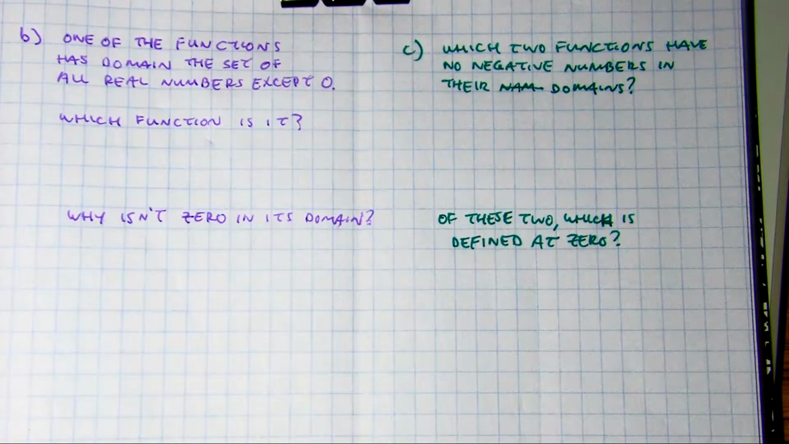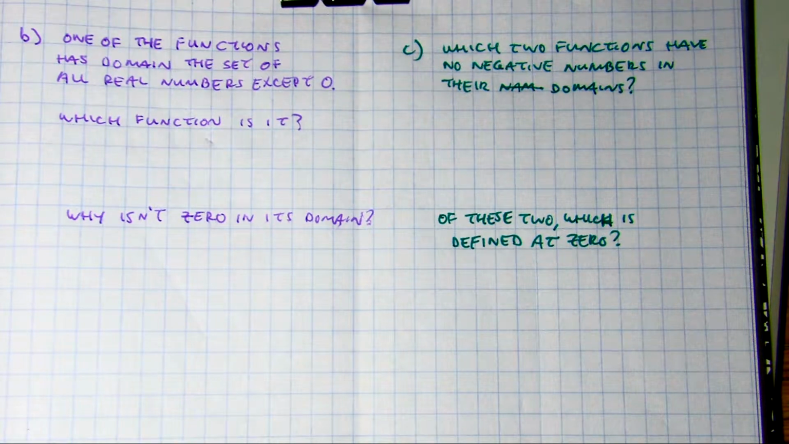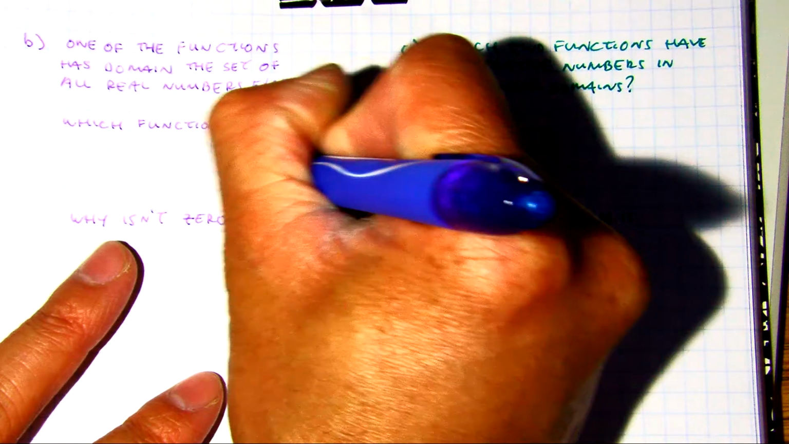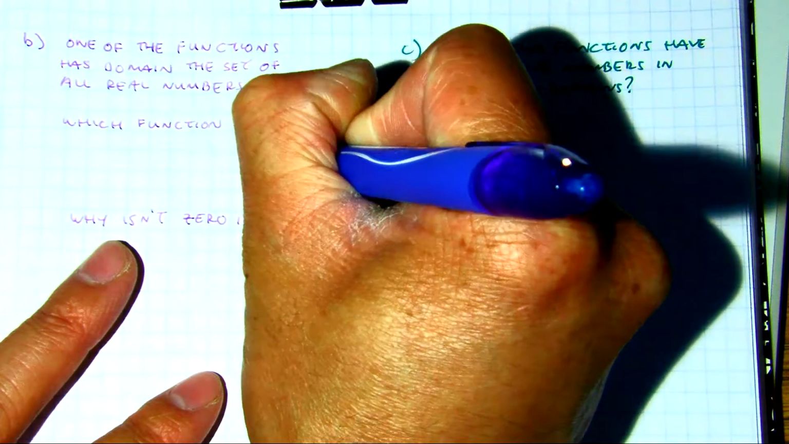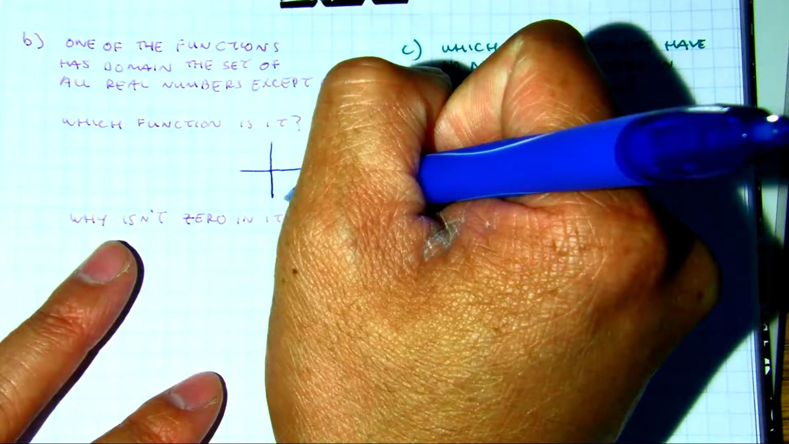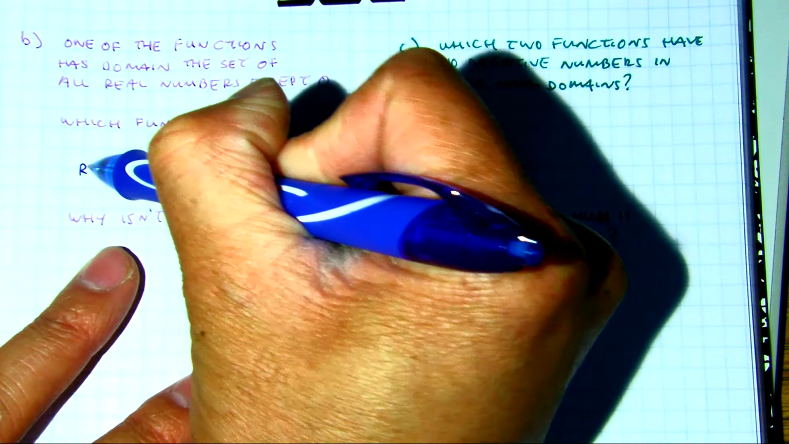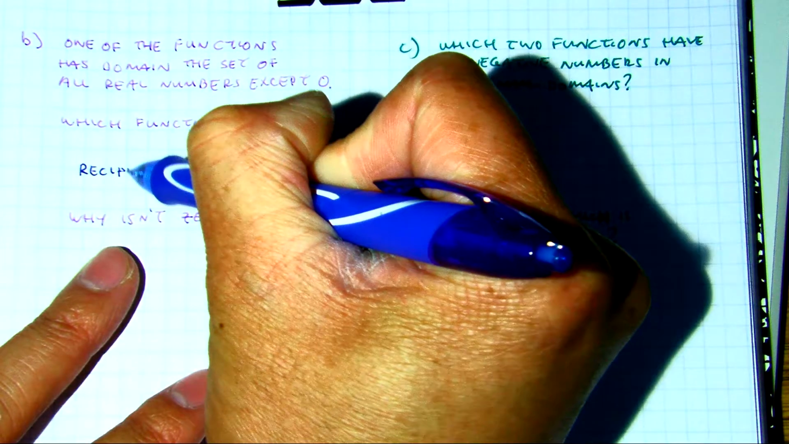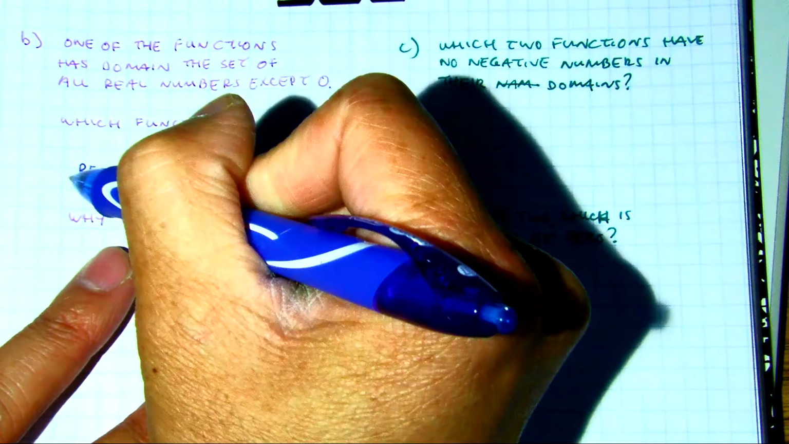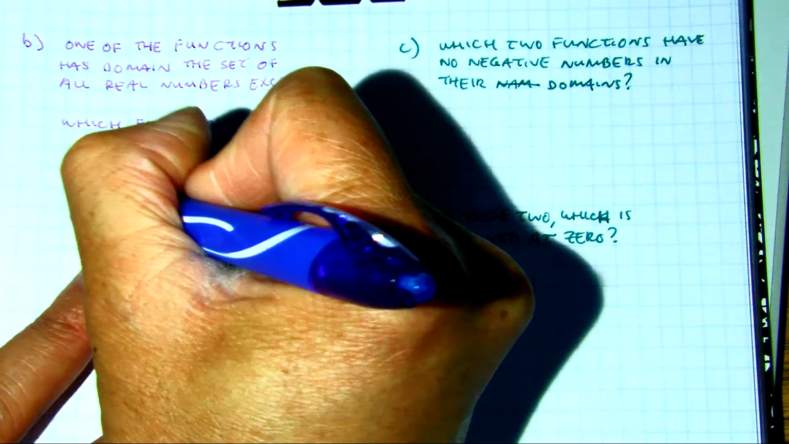Boys, one of the functions has a domain, the set of all real numbers, but you can't use 0. Which function is it, boys? Reciprocal. Raise your hand if you got that. Class, what's another name for reciprocal? The rational function.